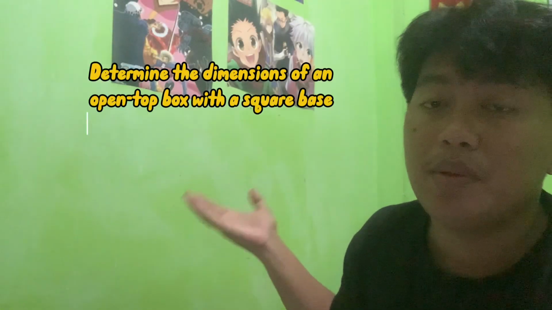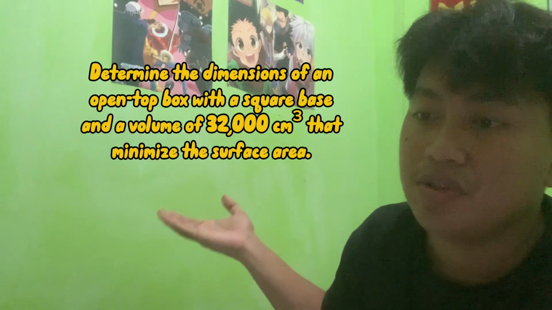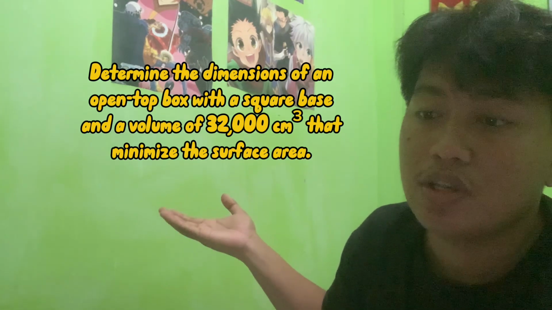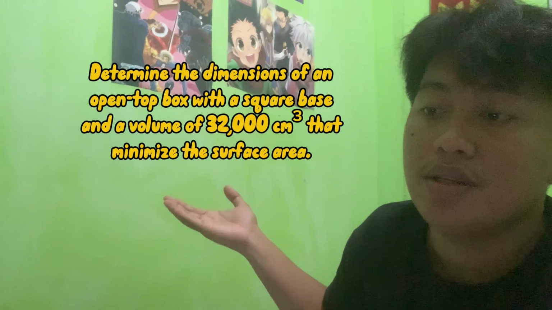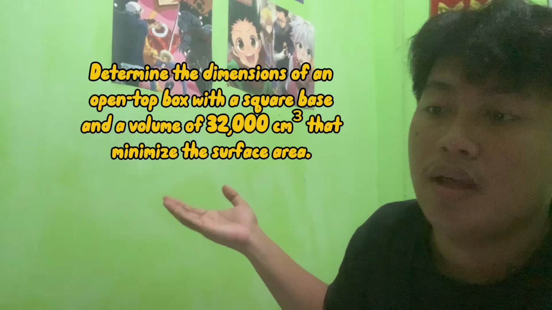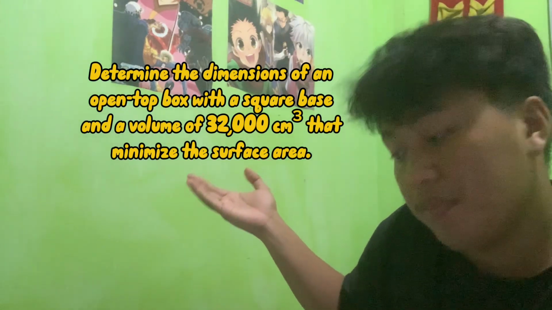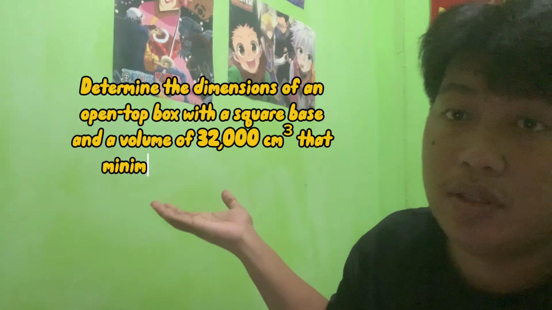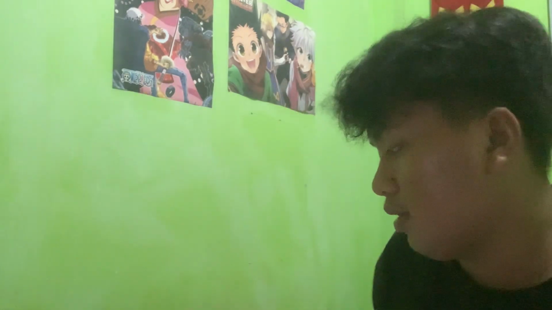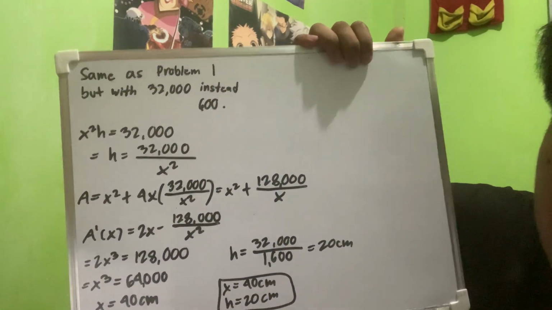So this is problem number 3, same as problem number 1. Determine the dimensions of an open top box with a square base and a volume of 32,000 cm cubed that minimize the surface area. So it is the same as problem number 1 but with 32,000 instead of 600. I already solved it.